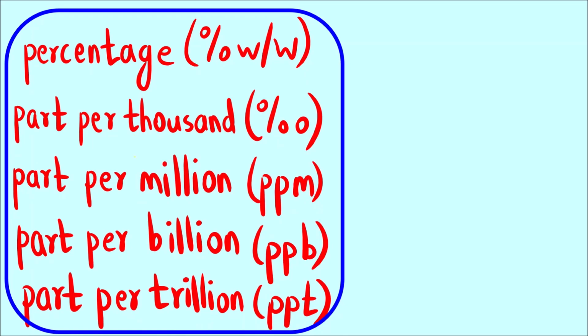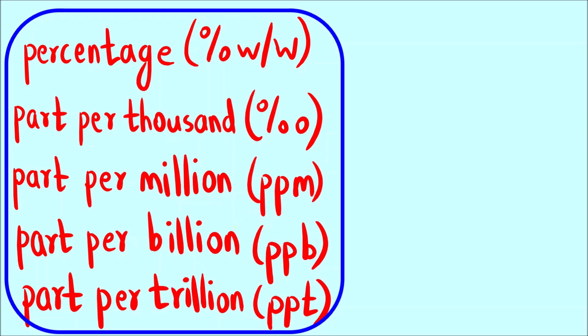In today's video, we are going to learn about some of the concentration terms which are very important. That is percentage weight by weight, which we had already seen. We have to see now what is part per thousand, part per million or ppm, part per billion or ppb, and part per trillion or ppt.